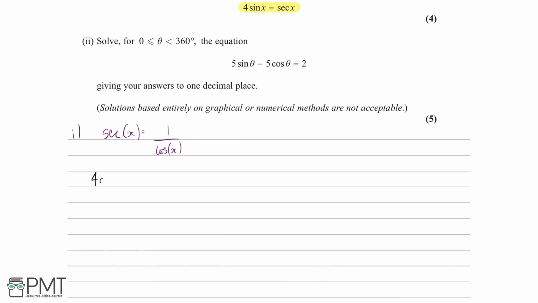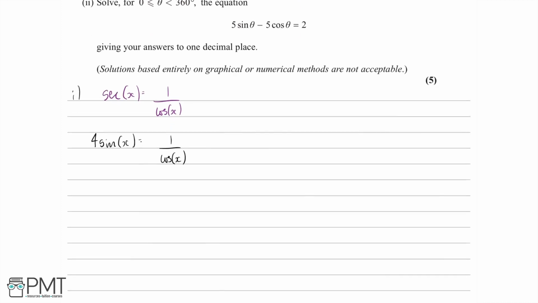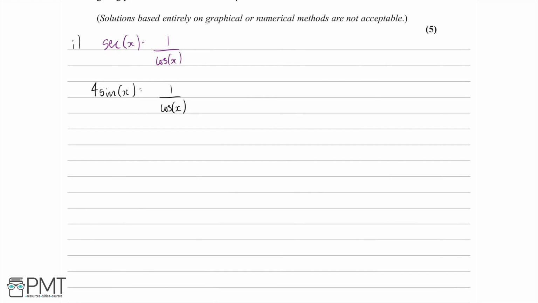So we're left with 4 sine x equals 1 over cos x. So let's times both sides by cos x to simplify the equation. By the way, I've just replaced sec x with 1 over cos x here. So now we're left with 4 sine x times cos x equals 1. And now we might be a bit stuck here, but what we need to realize is that we can use our double angle formula here, because we have a sine times a cos.